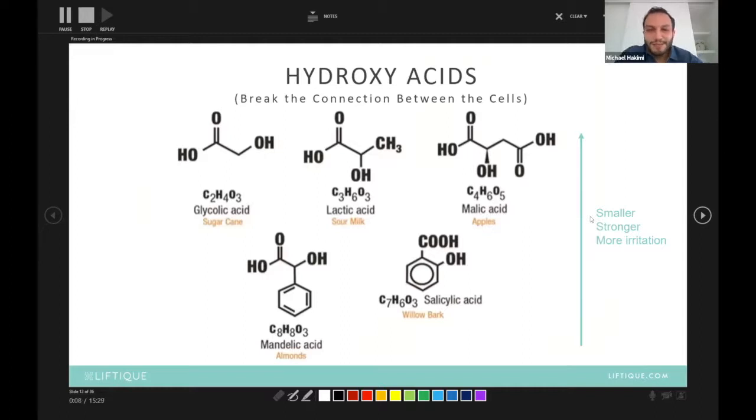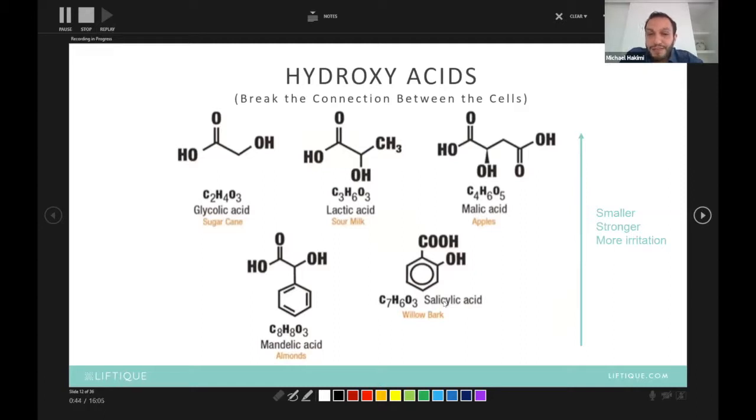Now, these acids come in different flavors. The famous ones are these five: glycolic acid, lactic acid, malic acid, mandelic acid, and salicylic acid. How are they derived? You can see the brown font on the bottom. Glycolic acid is made from sugarcane, lactic acid from milk, malic acid from apple, and so on. There is a trend in these, right? The molecules are getting bigger as you go from glycolic acid all the way to salicylic acid.